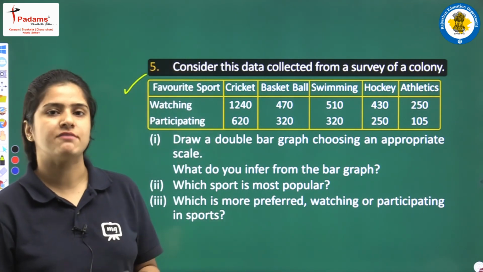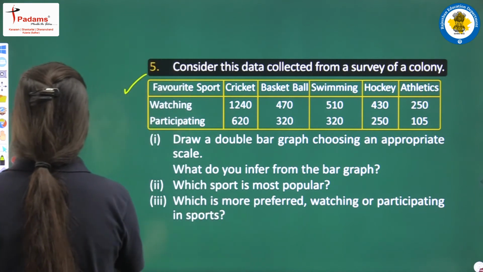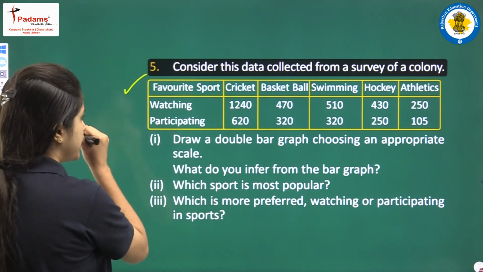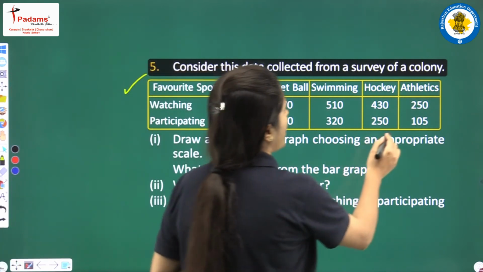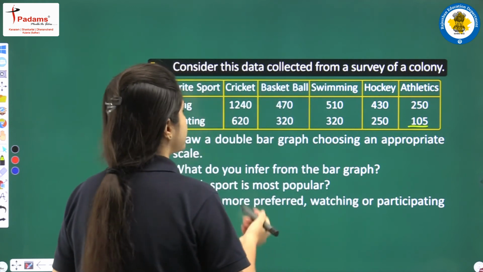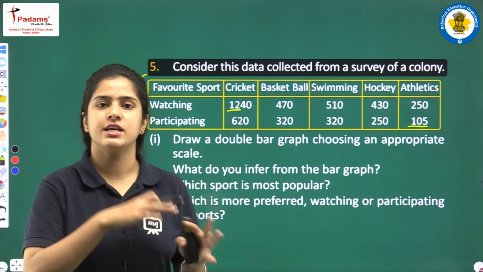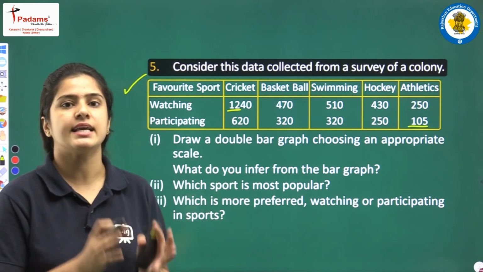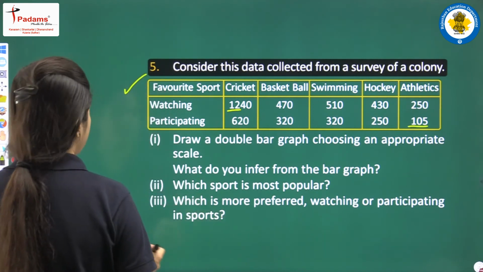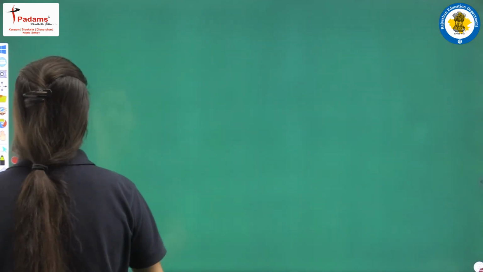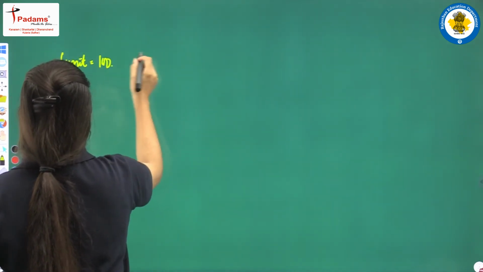Alright, students. So, firstly, we'll be drawing the double bar graph. Students will be drawing the double bar graph on the scale of what? Okay, clearly students, the least thing is 105 and the maximum thing is 1240. So students will be having the scale of 0 to 100. Basically 1 unit will be of 100 people. So students, 1 unit belongs to 100.